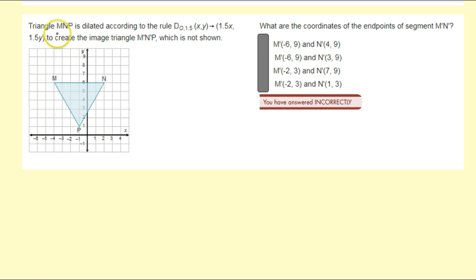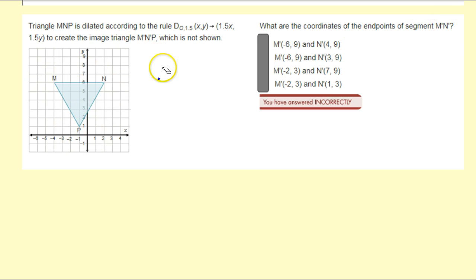Okay, one more problem. Triangle MNP, shown here, is dilated according to this rule. See the 1.5? That's the scale factor. That tells us that the new points will be further out. It's getting bigger. It's 1.5 times the original distances. So we're going to create the image M prime, N prime, P prime, which is not shown. What are the coordinates of the endpoints of M prime and N prime?